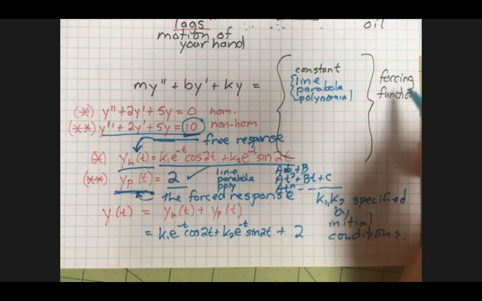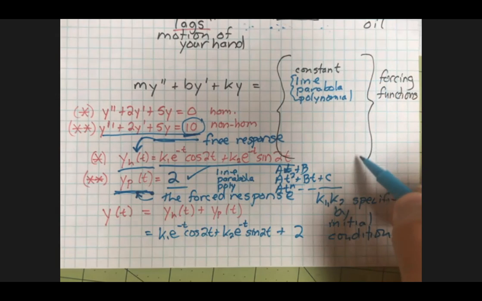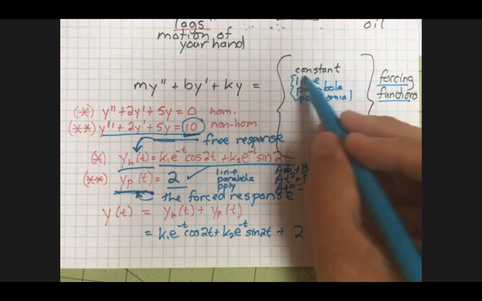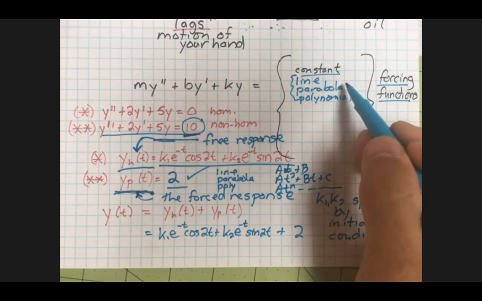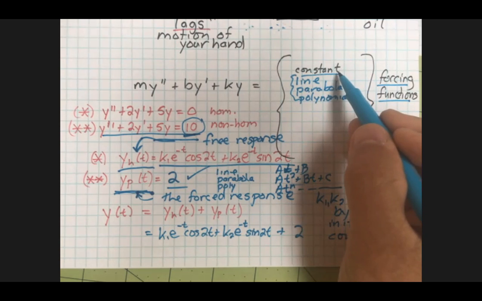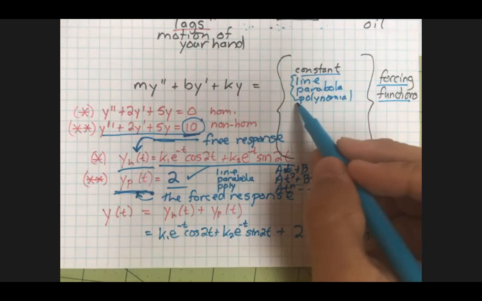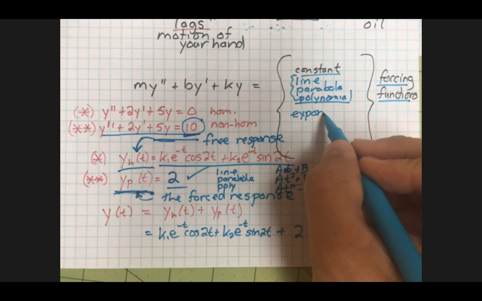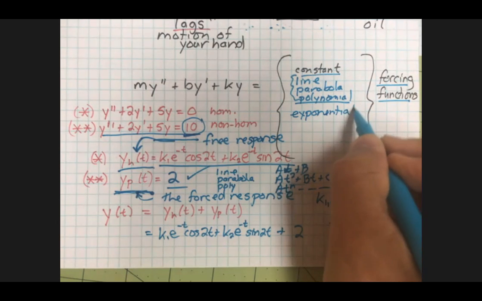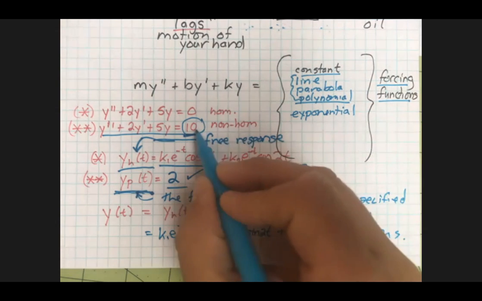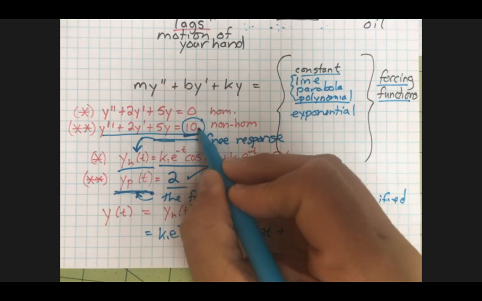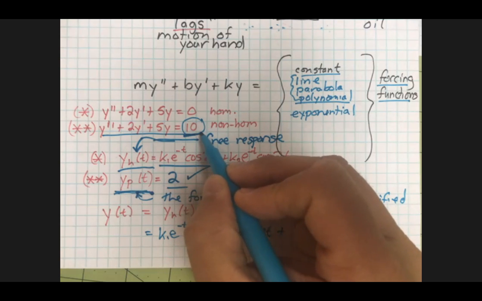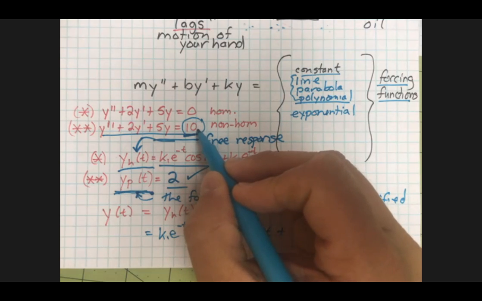So what we're going to do throughout chapter four is pump up these forcing functions. Constant forcing function, boring. Well, actually useful, but not exciting. Line, parabola, polynomial, okay, they can happen. Exponential forcing function, that's on your homework. If this was an exponential curve like 10e to the t or 10e to the minus t, that would be a forcing function that's growing or diminishing.